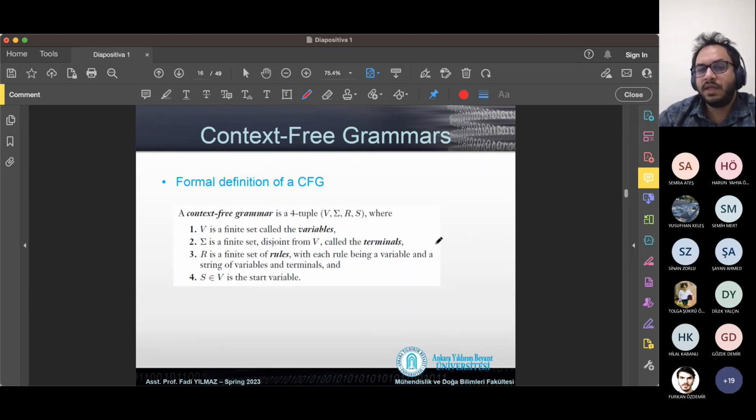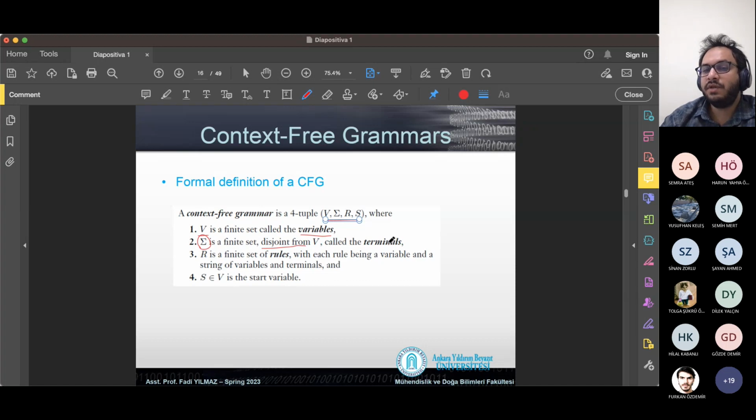Okay, guys. Let's look at the formal definition, as we did for the finite automaton. A finite automaton has a 5-tuple, but we have a 4-tuple here. A tuple is a sequence, so order matters. We start with V. V is a finite set called variables. Sigma is a finite set disjoint from V. Disjoint means there cannot be overlapping. One symbol cannot be both a variable and a terminal.